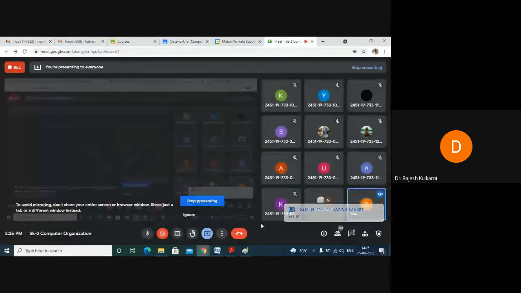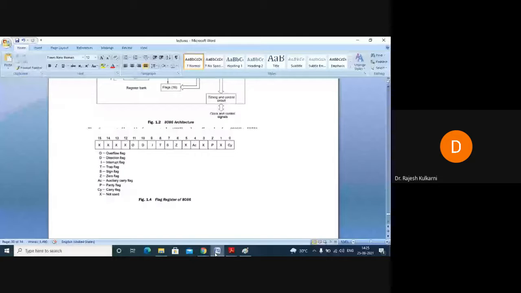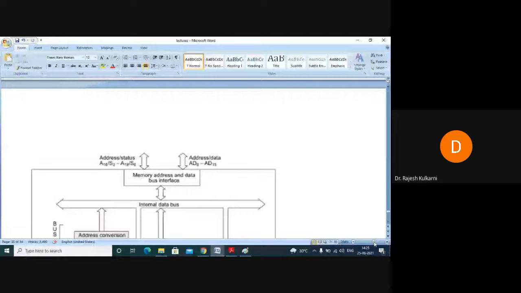Otherwise, it will be difficult for me to know whether you are understanding or not. Anyways, I'll go very slow now. I'll increase the size of this diagram also.